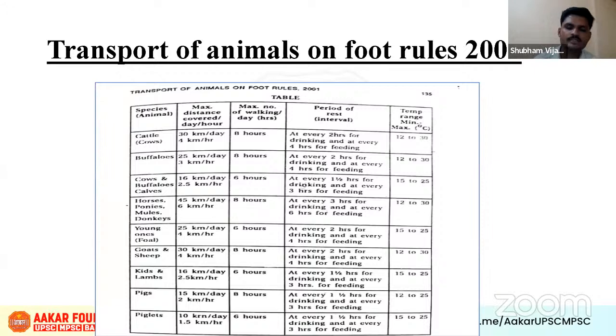Horses, ponies, mules, and donkeys, for all these: maximum 45 km per day or 6 km per hour, 8 hours maximum period, and rest after every 3 hours. Temperature range 12 to 30. Same again for the next one.